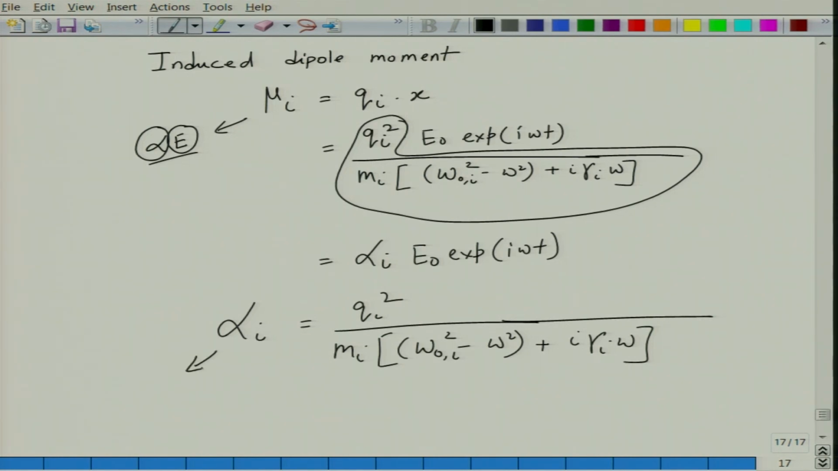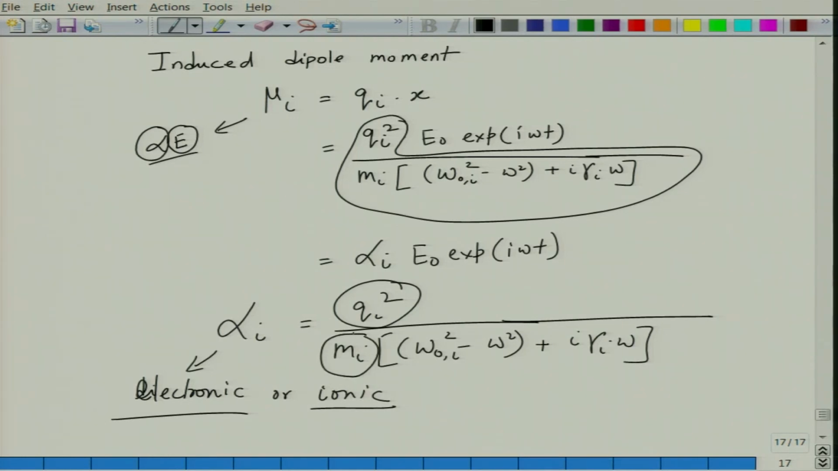This could be electronic or ionic. The charges will be different for the electronic system and the ionic system. The mass will be higher for the ionic system than for the electronic system. As a result, the polarizability of ionic systems will be lower as compared to that of electronic systems.